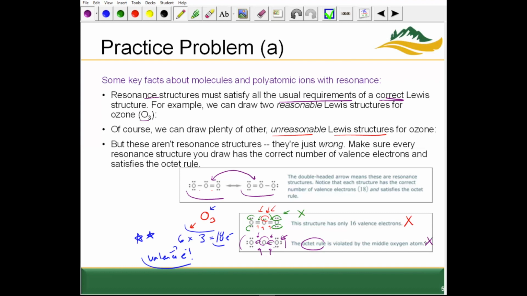This is not considered a resonance structure for ozone. This one didn't have enough valence electrons. This one violates the octet rule. So we can't just draw any structure and think of that as a resonance structure. The resonance structures also have to have satisfied complete octets and use the correct number of valence electrons. They have to be viable Lewis dot structures.